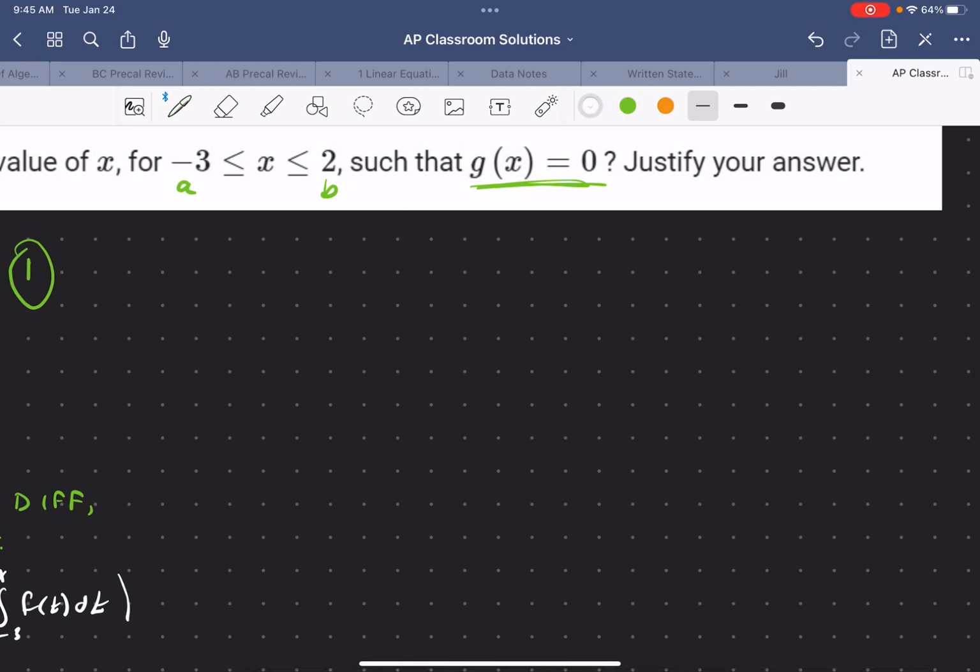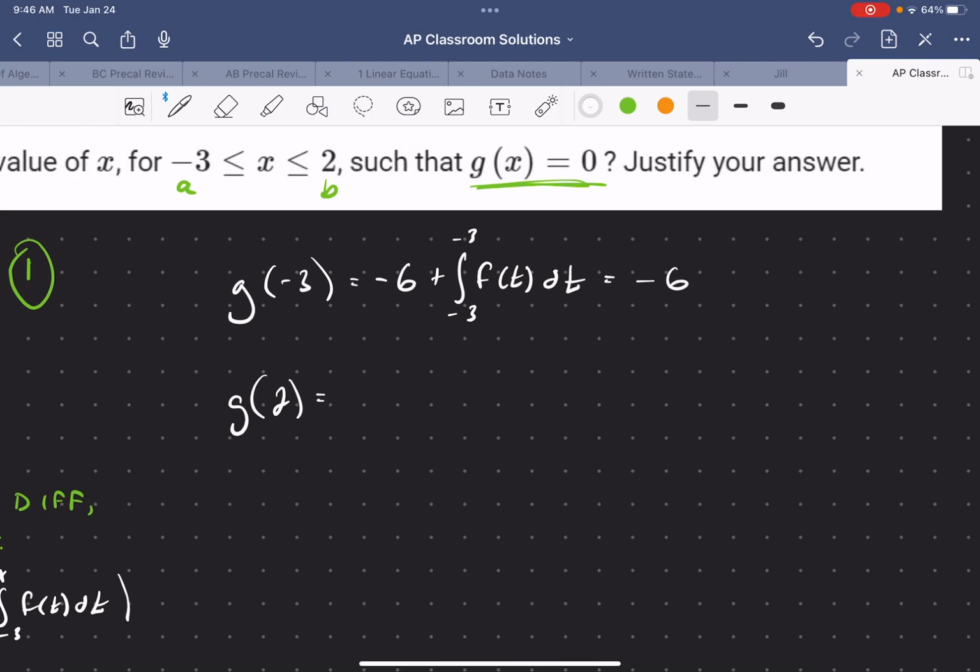I need to see what's going on at g of a, which would be g of -3, and what's going on at g of 2, which would be your g of b. So g of -3 is going to be, and I'm just going to plug -3 into the function g. So that's -6 plus the integral from -3 to the upper bound of -3 of f of t dt. If the upper bound and lower bound of your integral are the same, that just means you get 0 for that integral. So this answer would be -6.